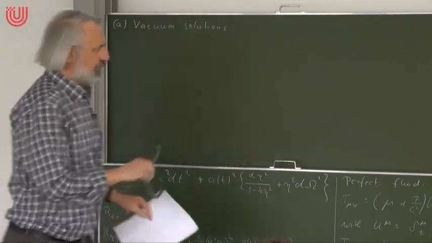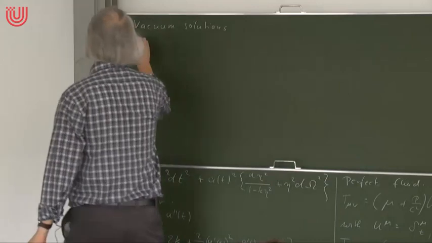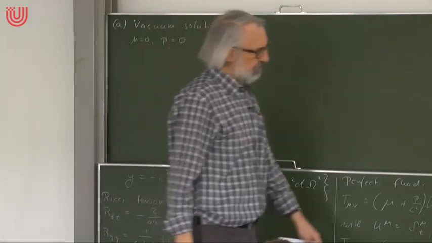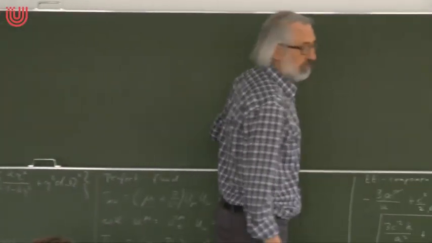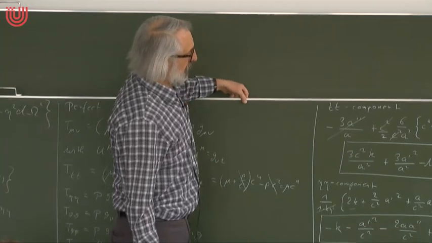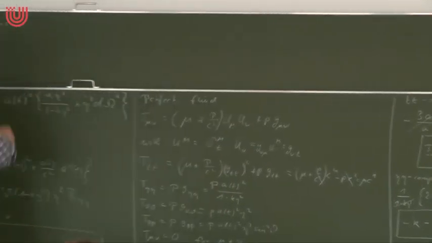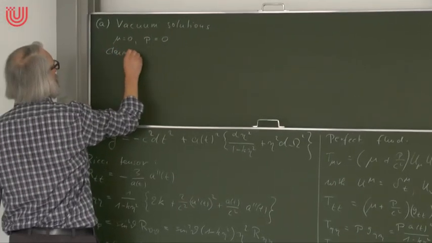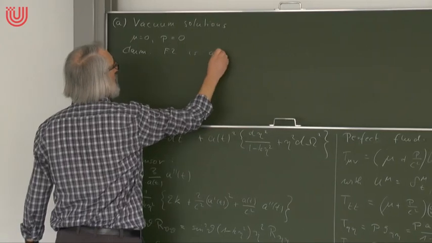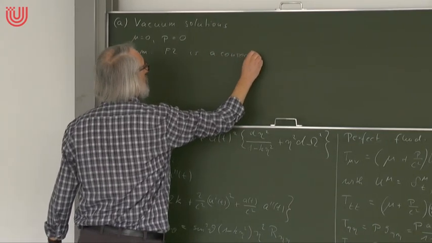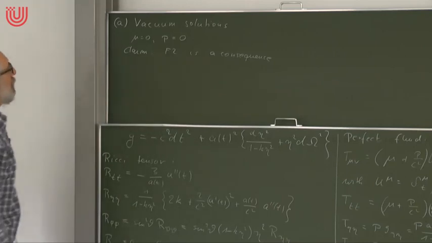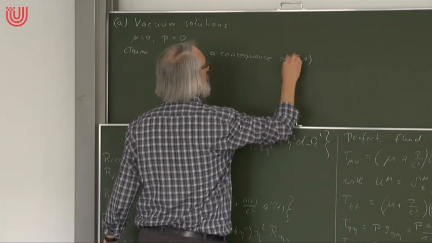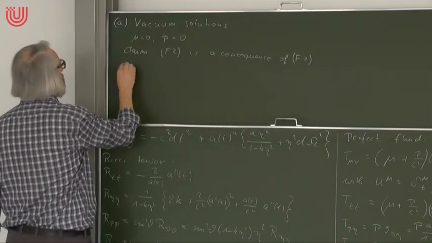So my claim is that for vacuum, so this means mu equals 0, p equals 0, we can forget about F2 because it's a consequence of F1. So when we solve the field equation for vacuum, we only have to solve F1. F2 is a consequence of F1. I will prove this.